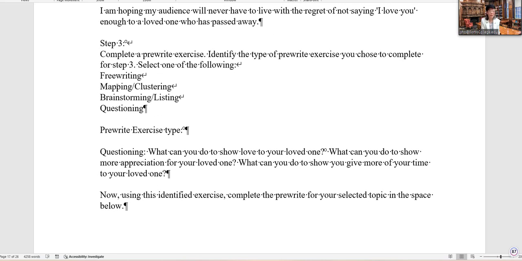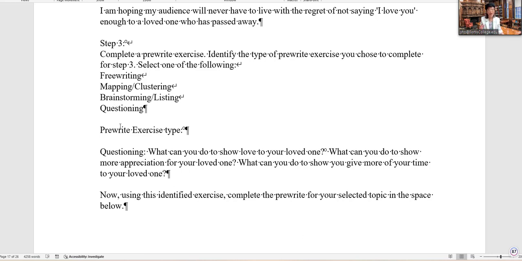Free writing, mapping, clustering, brainstorming, listing, questioning. So free writing is when you just write whatever you think and you write it all out. Mapping and clustering is you put your main idea in the center circle, and then you put the supporting ideas in the outer circles. That's mapping and clustering. Brainstorming and listing means you just simply make a list of what you think about your topic. You just list everything.